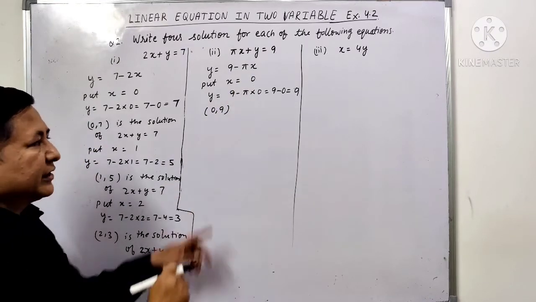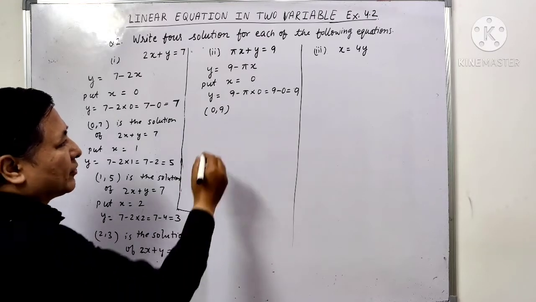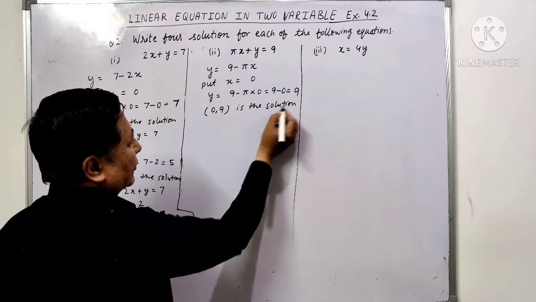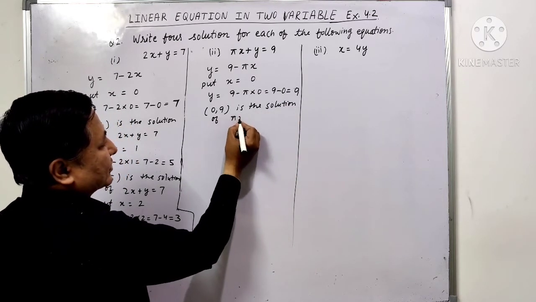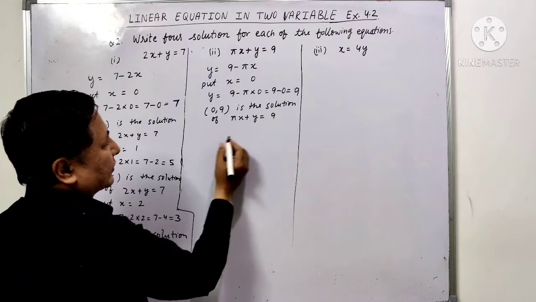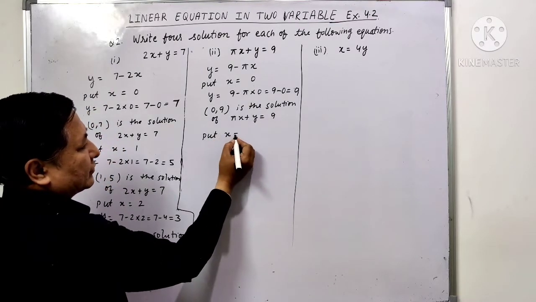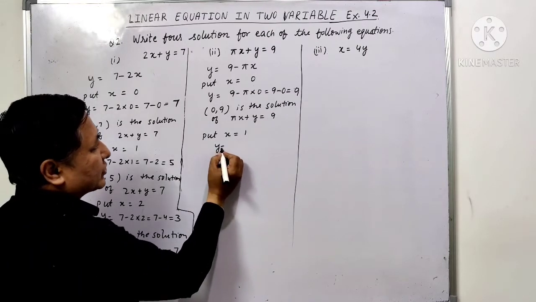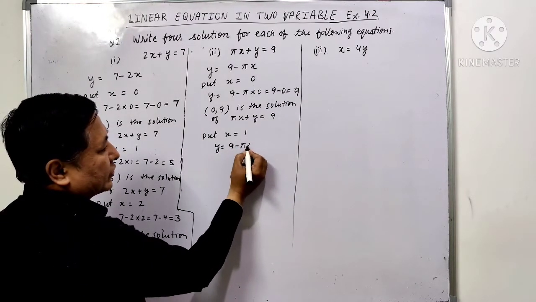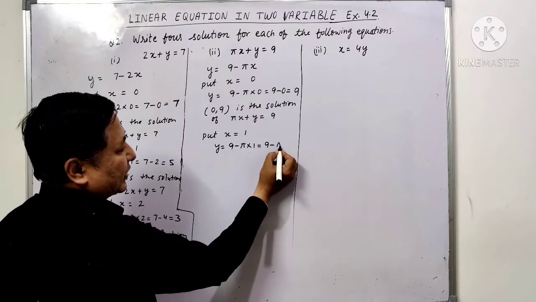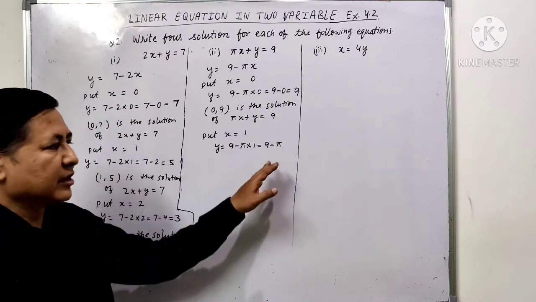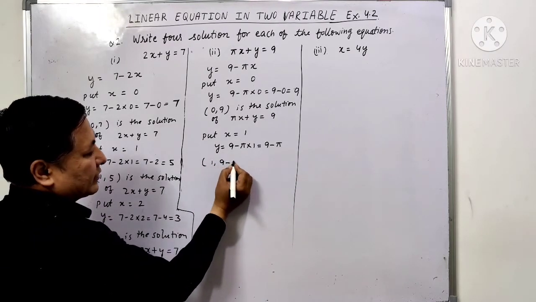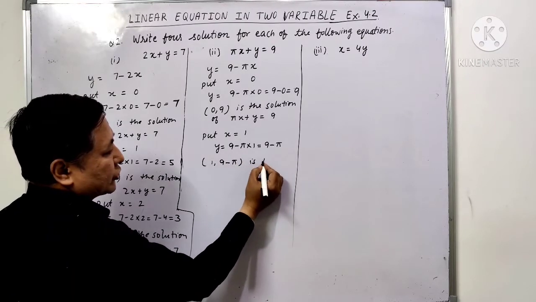X is always written in front and y is written later on. So (0, 9) is a solution of pi x plus y is equal to 9. Now we are going to put x equal to 1. In that case y will be equal to 9 minus pi into 1, so that is 9 minus pi. We are leaving the answer in terms of pi only. So this time the solution will be (1, 9 minus pi).